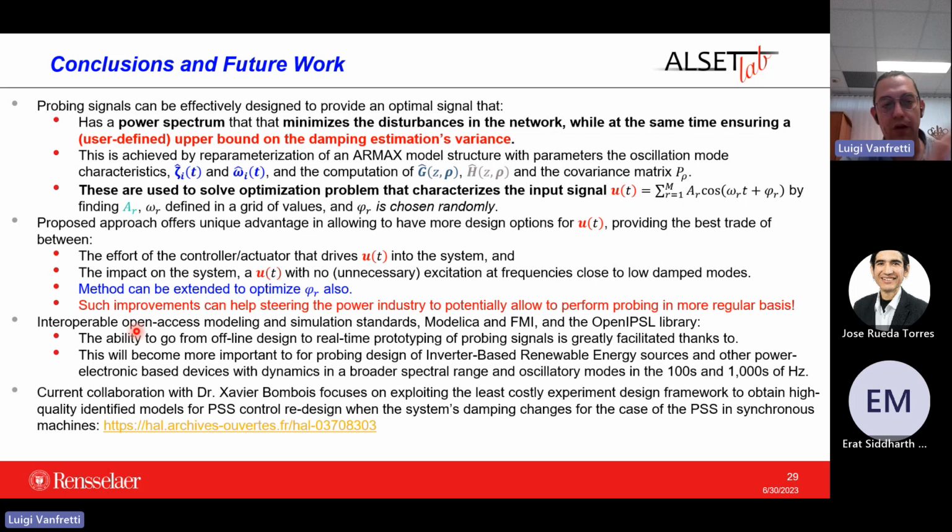And finally, these two interoperable open access modeling standards, the Modelica language and the FMI standard, together with the OpenIPSL library, allow us to have one model from offline design to real-time prototyping. It is facilitated. We just need to have a good model, one, and we don't have to spend all the time re-implementing RSCAD or OPAL-RT stuff. It's one model, and we just have to add inputs and outputs. And as I said, this approach can be very useful for dealing with larger dynamics and oscillatory modes. In HVDC, you have ones that are going thousands of hertz, so we could try to target how to monitor them and control them with this approach too.